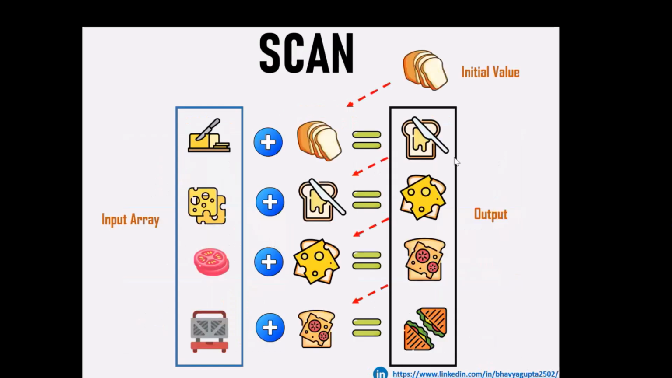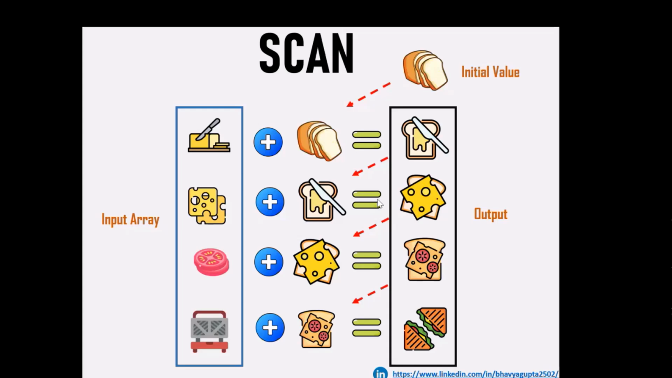Now, scan and reduce are special functions where we can store the previous results as well, and deal with them as well. So we have an initial value. Let's say we start with bread. And these are the components that we are going to use. This is our input array. So we use butter first. We mix bread with butter. We get this as our output, right?